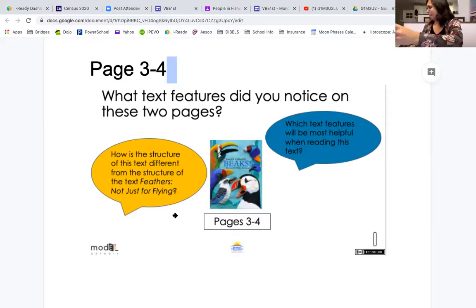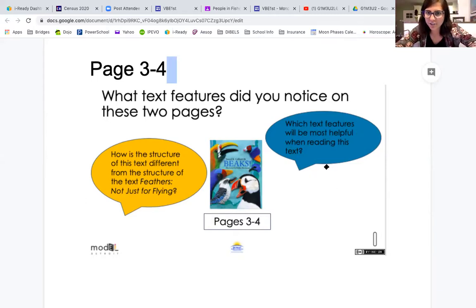So how are these 2 different? I want you to maybe even reread this one, rewatch this one, should I say, in the video. How are they different? There are no text boxes on this new book that we just read on beaks. There's no text boxes, there's no captions, and there's more words on the page. So you can see that, yes, a caption is basically a fact, but sometimes books will provide you with even more information. Let's take a look at our blue bubble.